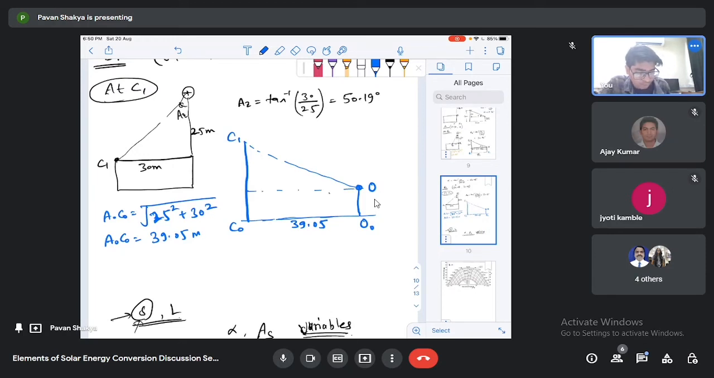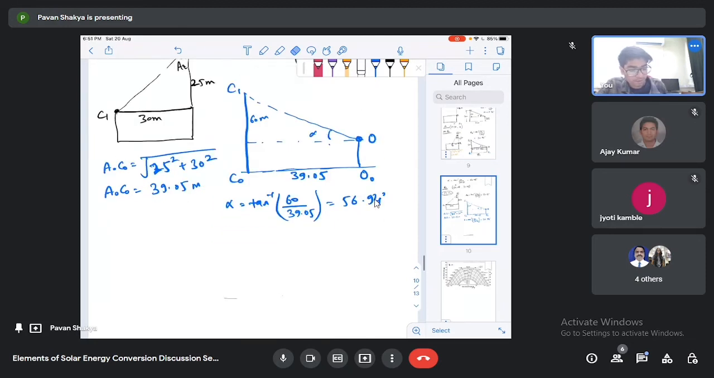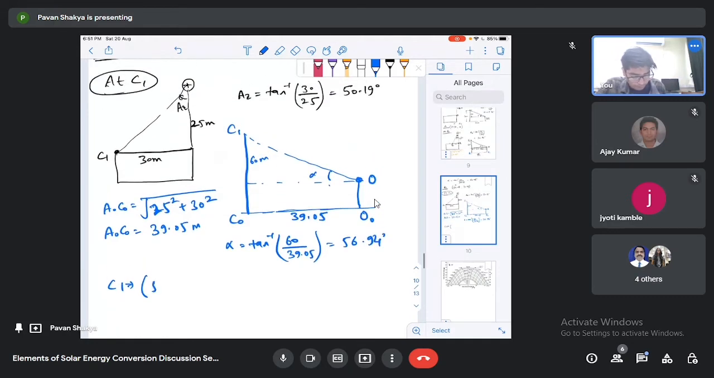Now we know that this one is about 60 meter, then we can easily find that alpha will be tan inverse of 60 divided by 39.05. When you solve this you will find that this value comes out to be 56.94 degree. Okay, so for C1 the alpha and azimuth value will be 56.94 and 50.19 degree.